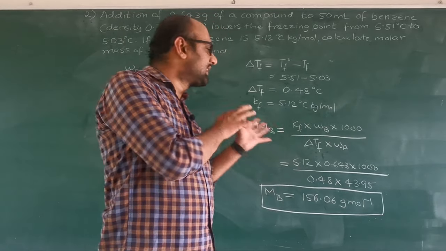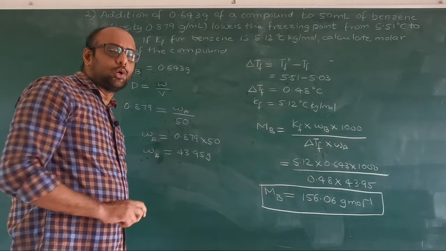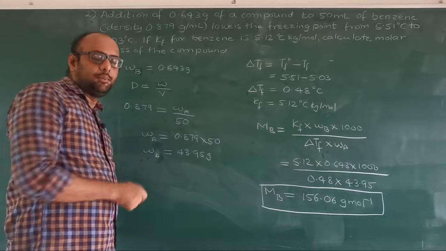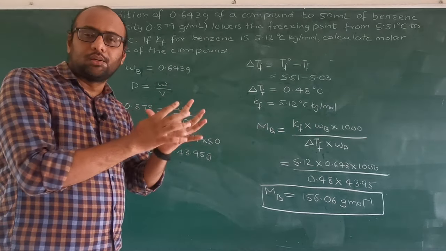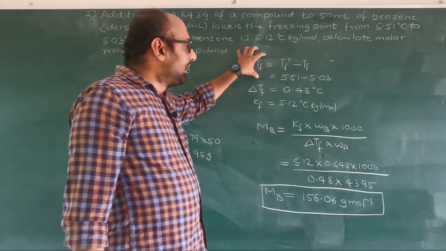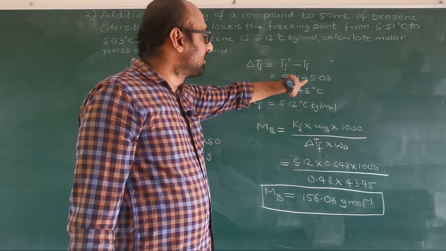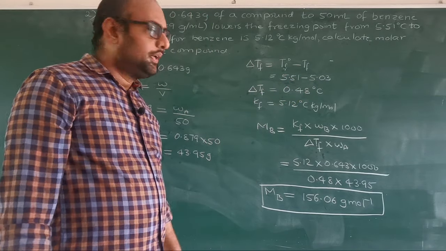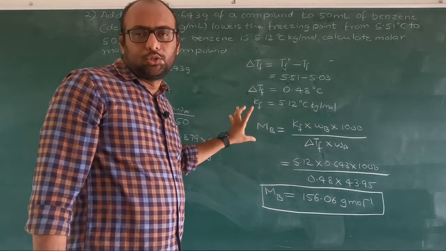It's a fairly straightforward question. Only here the mass of the solvent is not directly given. Only density and volume are given. If density and volume are given, you can easily calculate the mass. Then delta TF is not directly given. Two temperatures are given. Just subtract the temperatures, you will get the delta TF. Then you can use all the values to calculate molar mass of the solute.